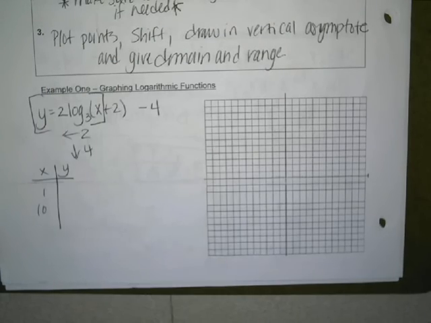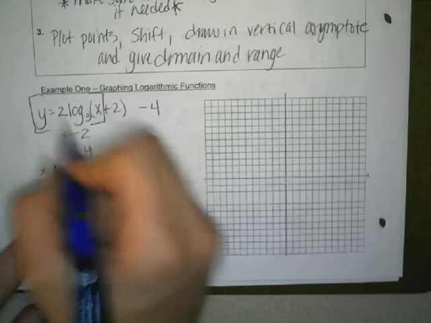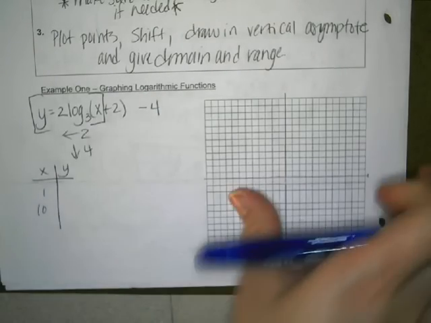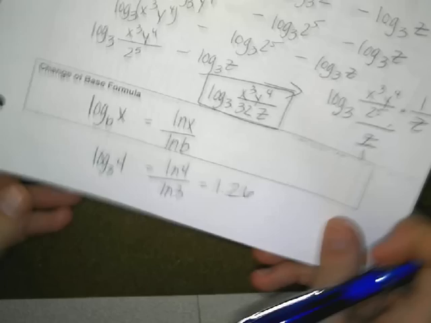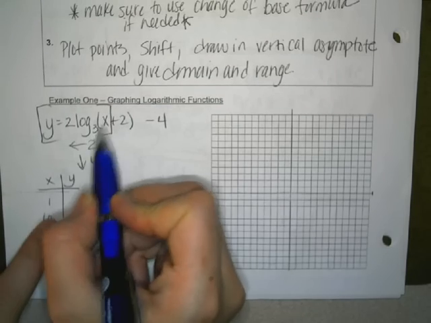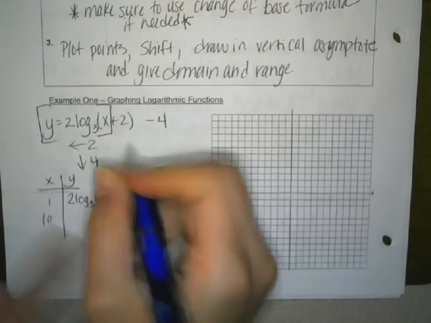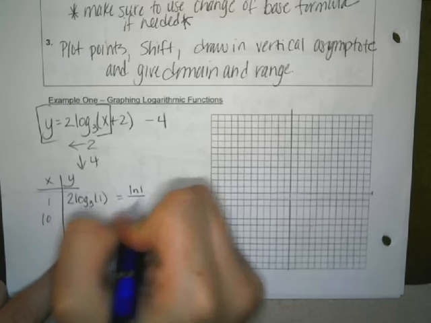When you have to plug in 1 and 10, what you're actually doing is using the change of base formula. Keep in mind, the change of base formula, which is on the previous slide, looks like this: ln of x over ln of b. So, when I need to punch out log base 3 of 1, and I'm actually going to write this out, this is how you punch it into the calculator.